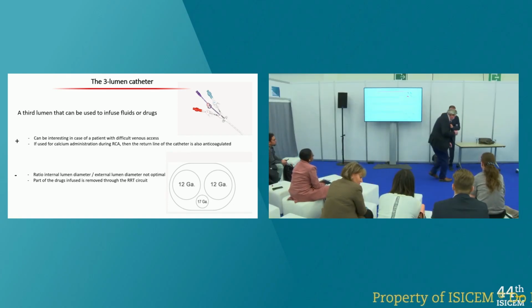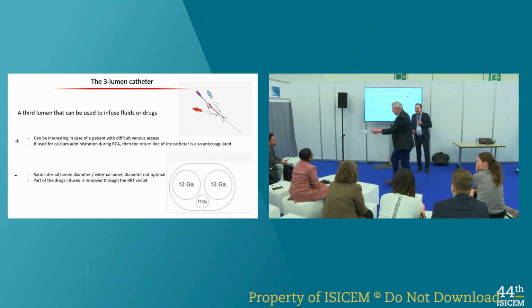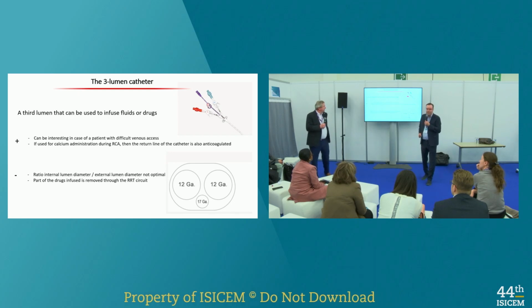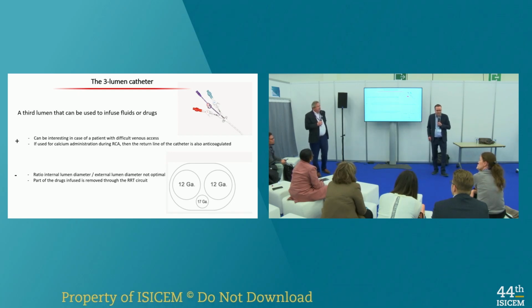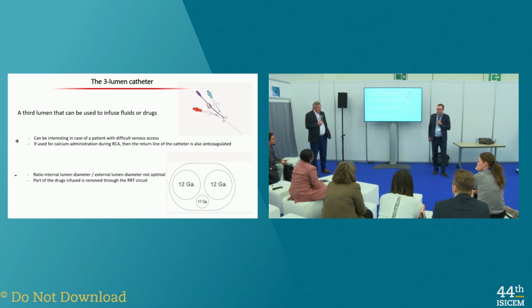That's okay. Sorry. We are going to show you this 3-lumen catheter. You can infuse the calcium on this third lumen, third line. So is your catheter anticoagulated with citrate anticoagulation in this situation? Actually, half only. Only the return, not the entrance lumen, is anticoagulated.